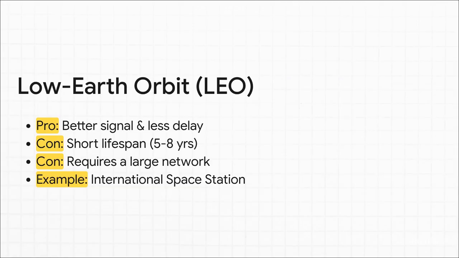Now, flying close to home in LEO has some serious perks. You get a much stronger signal and way less lag, which is fantastic for things like satellite internet. But of course, there's a trade-off. Because they're so close, they're actually getting dragged down by the tippy top of Earth's atmosphere. This atmospheric drag slows them down over time, which shortens their lifespan. And since they're moving so fast across the sky, you need a whole bunch of them, a whole constellation, to get continuous coverage. And probably the most famous resident of LEO is, of course, the International Space Station.